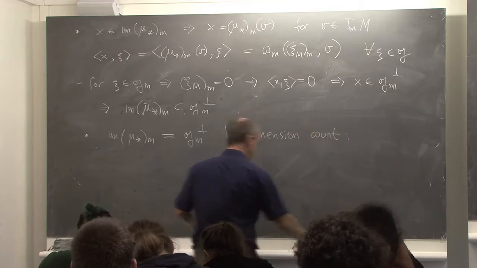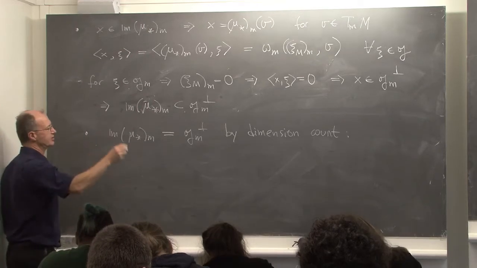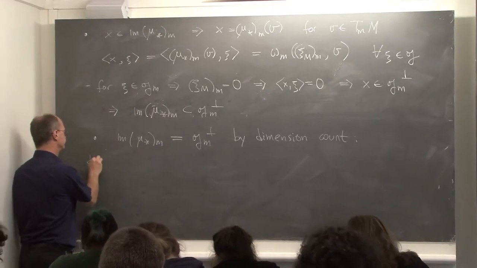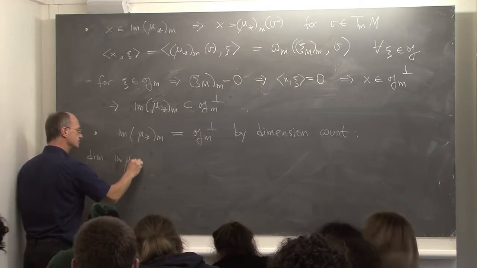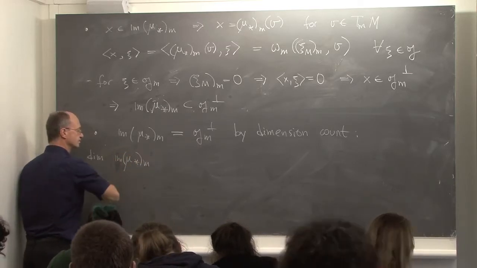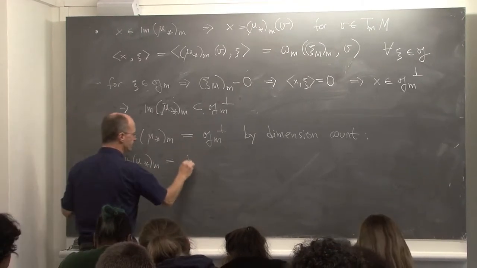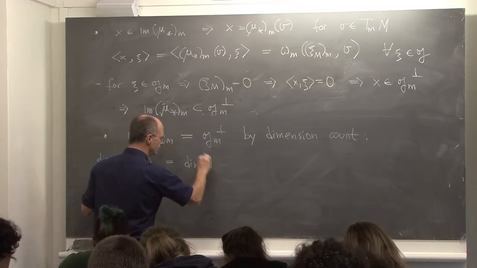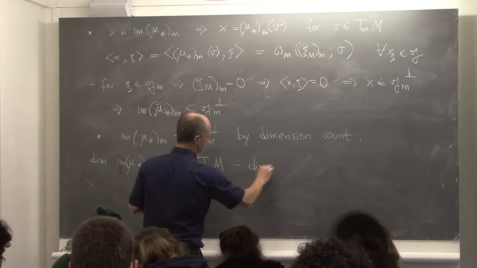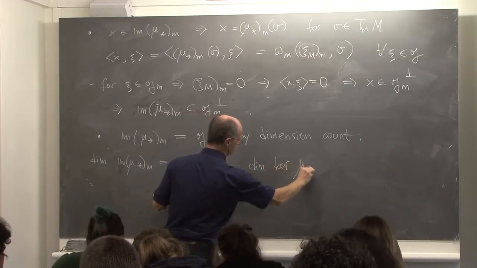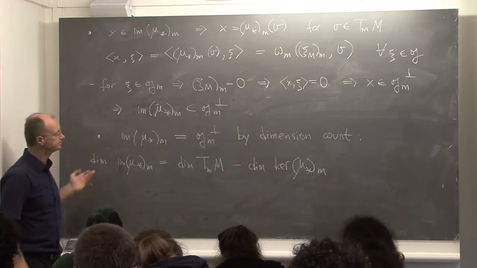And here we simply count the dimensions. So let's just count dimensions. So the dimension of this image, so what is it? Well, that's the dimension of the source minus the dimension of the kernel. Right?